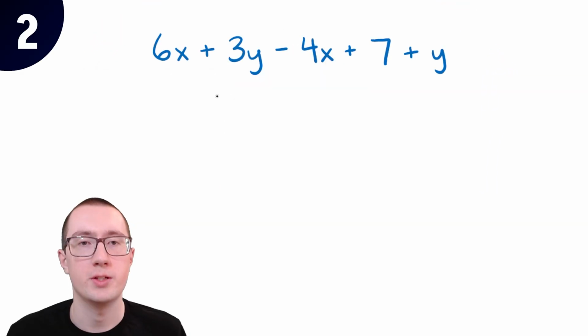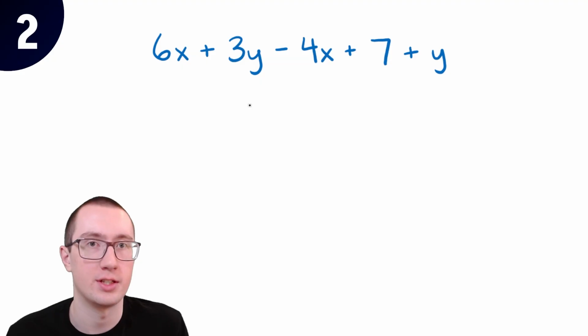Now, what about this one? This one is just the same thing, except we have two different letters. We have an x and a y. So x and y can be two different numbers. They don't affect each other.